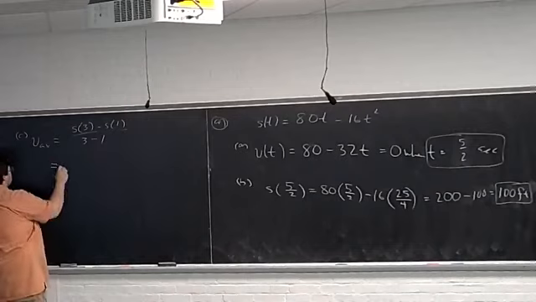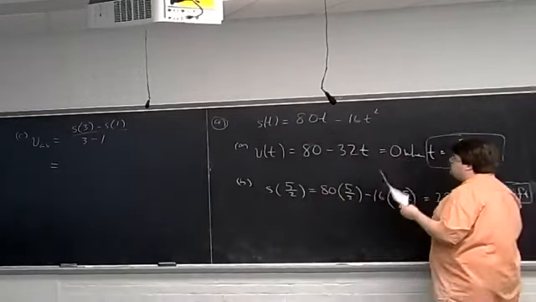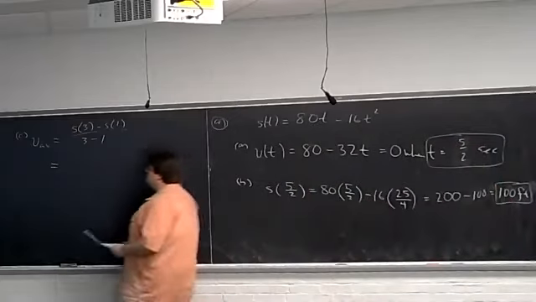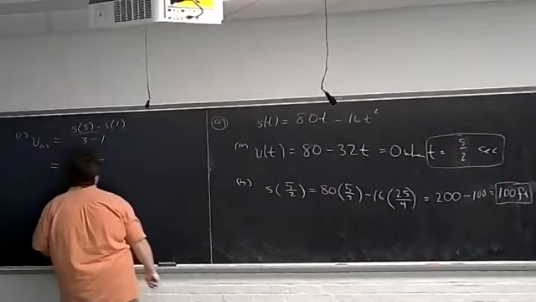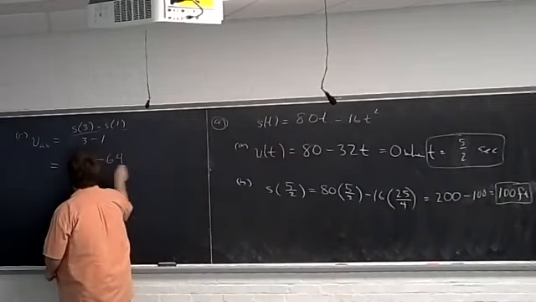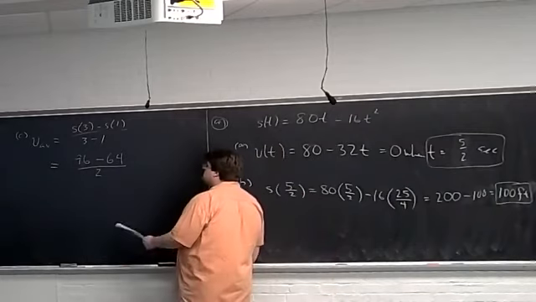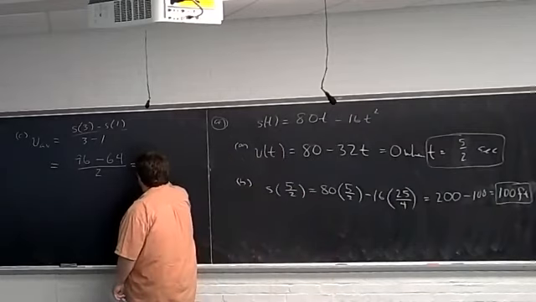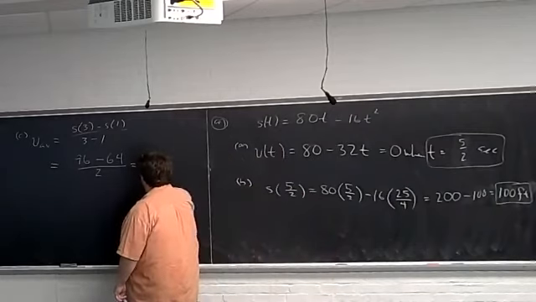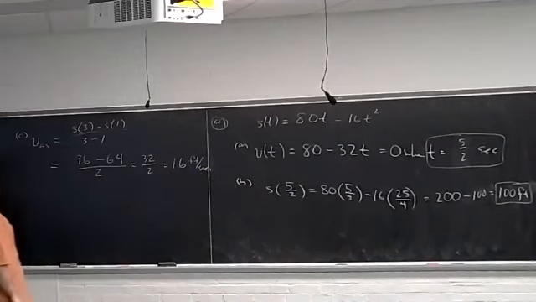What is position at 3? 240 minus 144, 96. What is the position at 1? 80 minus 16, 64. So the top is 32, the bottom is 2. So the average velocity on the interval is 16 feet per second. Any questions about finding the average velocity?